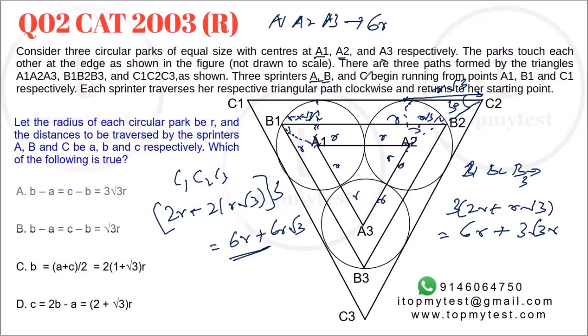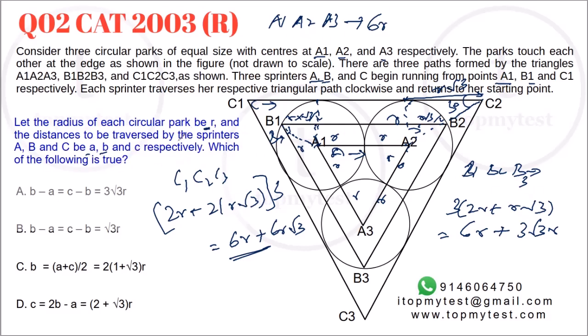Three sprinters A, B and C begin running from points A1, B1 and C1. A runs on the innermost path, B runs on the middle one and C runs on the third one. Each sprinter traverses her respective triangle path clockwise and returns to the starting point. So A's path is A1, A2, A3, B's path is B1, B2, B3, C's path is C1, C2, C3. The first question says, let the radius of each circular path be R. So we have already taken that. And the distances to be traversed by sprinters A, B and C be small a, small b, small c. We have already calculated that, right?